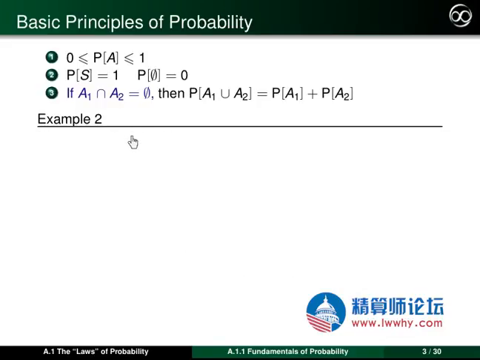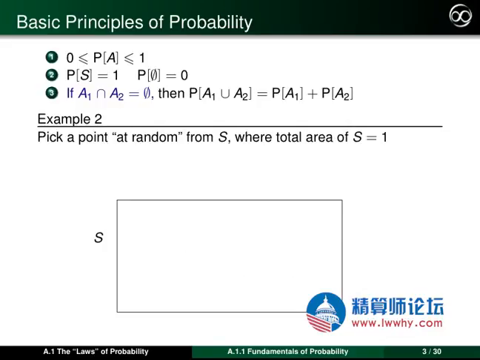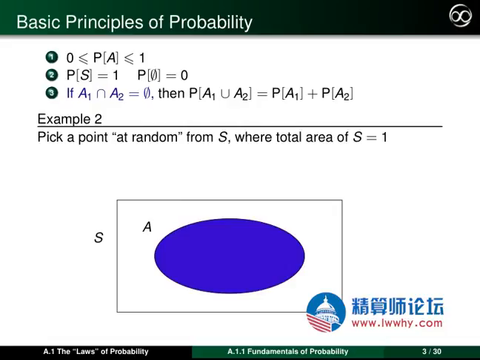Before I do that, though, I want to look at a second example that's a little bit more geometric and rely on some of your more geometric intuitions. Instead of picking a number from 1 through 6, let's suppose I pick a point at random from a rectangle S, where the total area of my S is 1. What do I mean by pick a point at random? I just mean each point is picked, quote, equally likely.